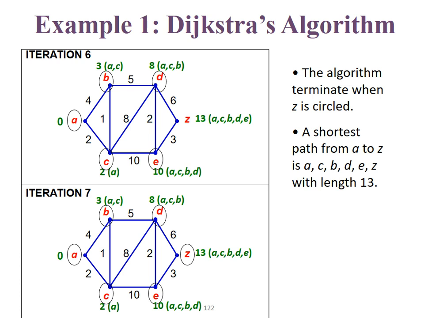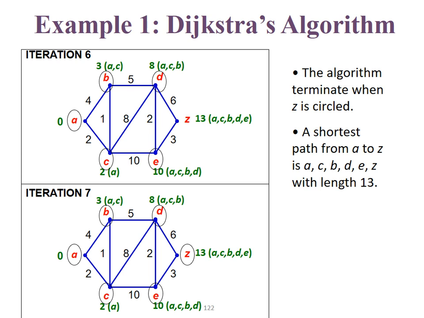So now we have the final vertex Z. We can include Z into our minimum set. Then now we have our final vertex included in this set. That means the end of the algorithm. So in this case, we can find the shortest path.